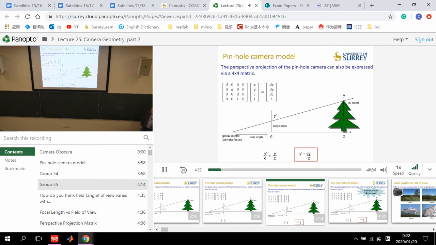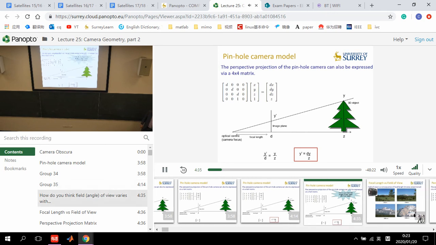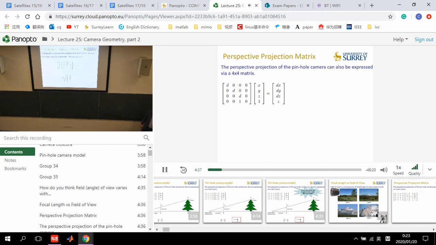And we could do the same thing for x. We could say the width of the tree is x prime equals d times x over z. So it's just this linear relationship that's getting modeled. And we saw that we could use matrix multiplication to create that effect, and I won't dwell on that.